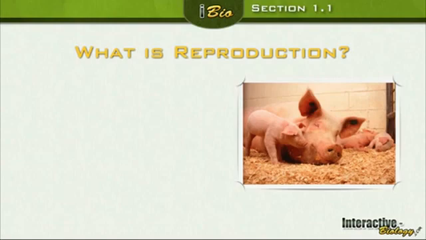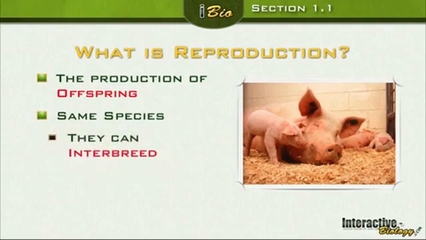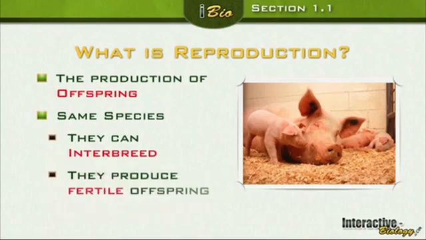Reproduction. What is reproduction? Well, reproduction is the production of offspring. Okay, your parents had you. That is reproduction. And when we say that 2 organisms are of the same species, we mean 2 things. Number 1, they can interbreed. Number 2, they produce fertile offspring. According to Mr. Biggs over here, they produce fertile offspring. So if they're of the same species, we know that they can interbreed, and we know that they produce fertile offspring.